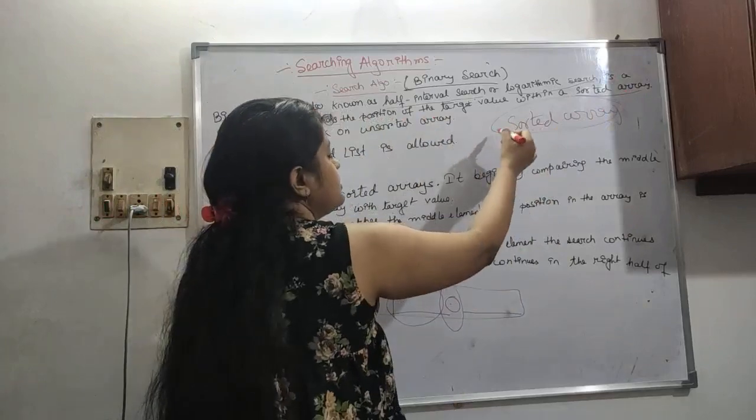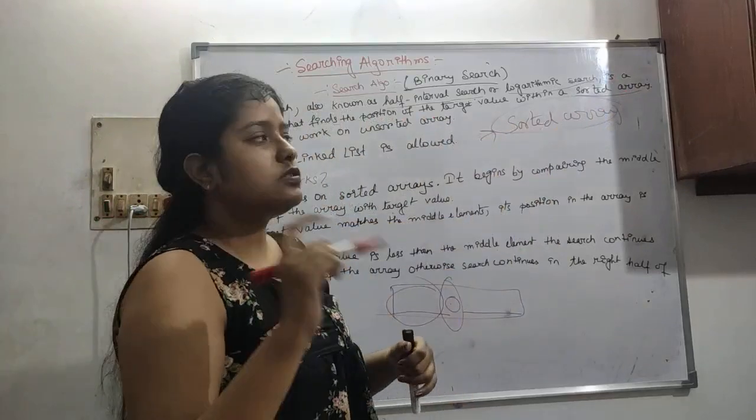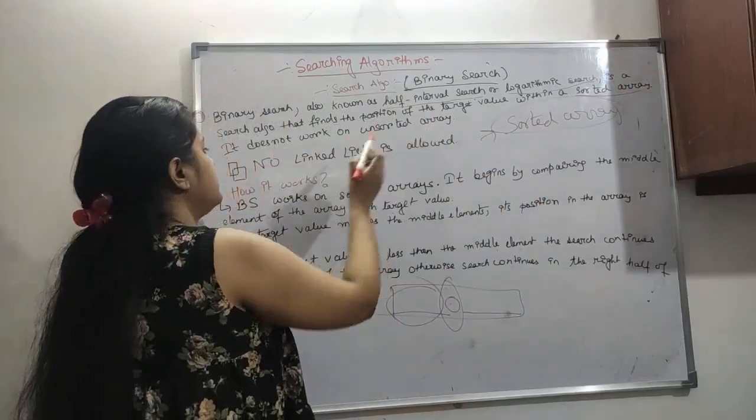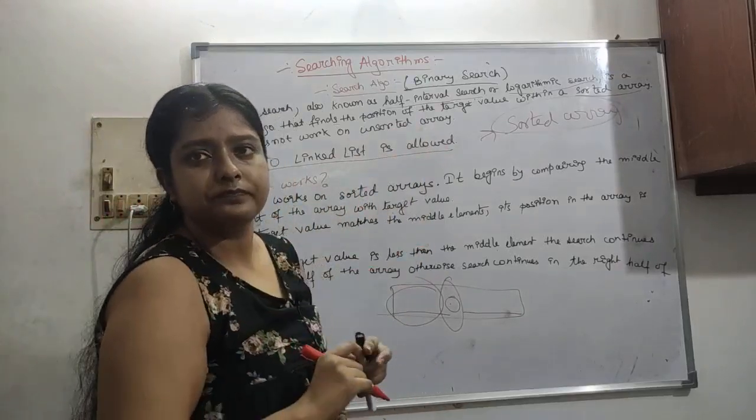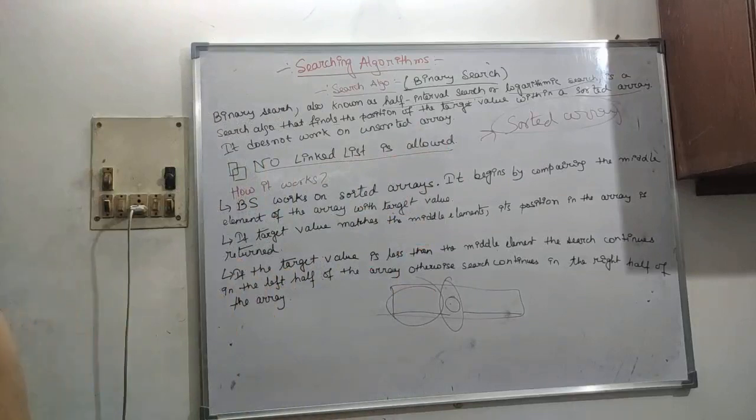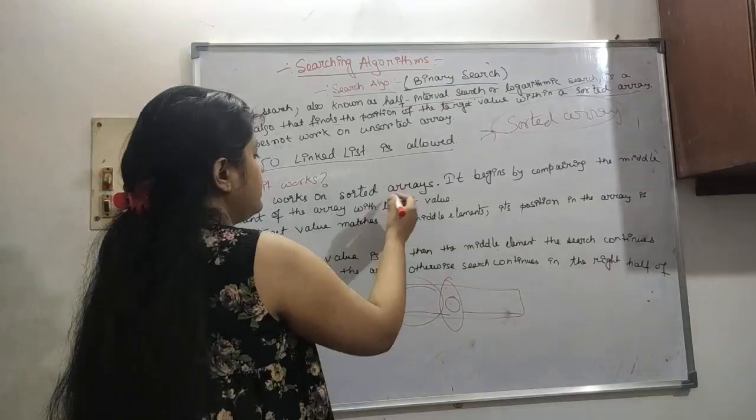So the prerequisite is this: a sorted array. It has to be a sorted array. It doesn't work on an unsorted array, and no linked list is allowed. This is another important point. Binary search works on sorted arrays only.